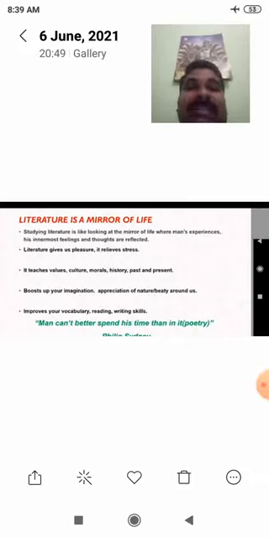Then it teaches values, culture, morals, history, past and present. This literature teaches values. Values means good qualities. What qualities are there for us? What values are there for us? If you take one life, how much value does this life have? One person, one job, one place. Everything is shown only by literature. This literature only teaches. Then culture.